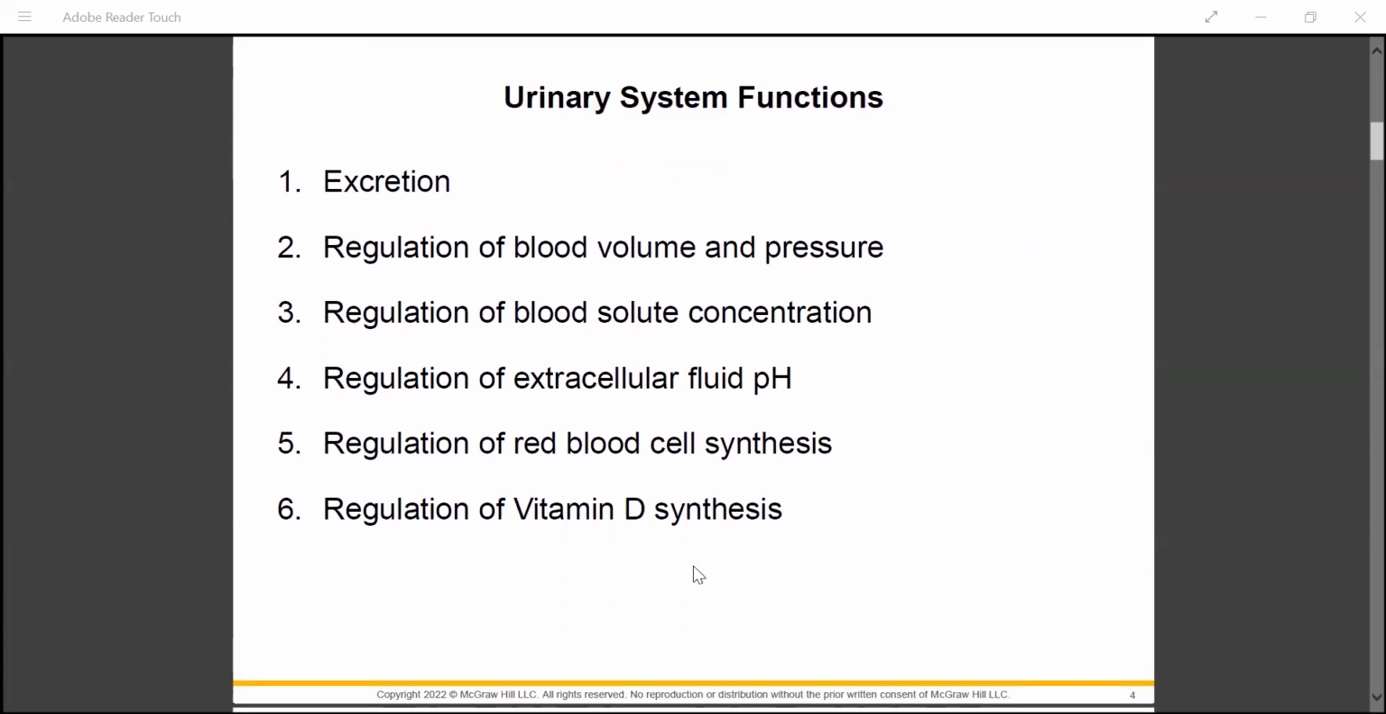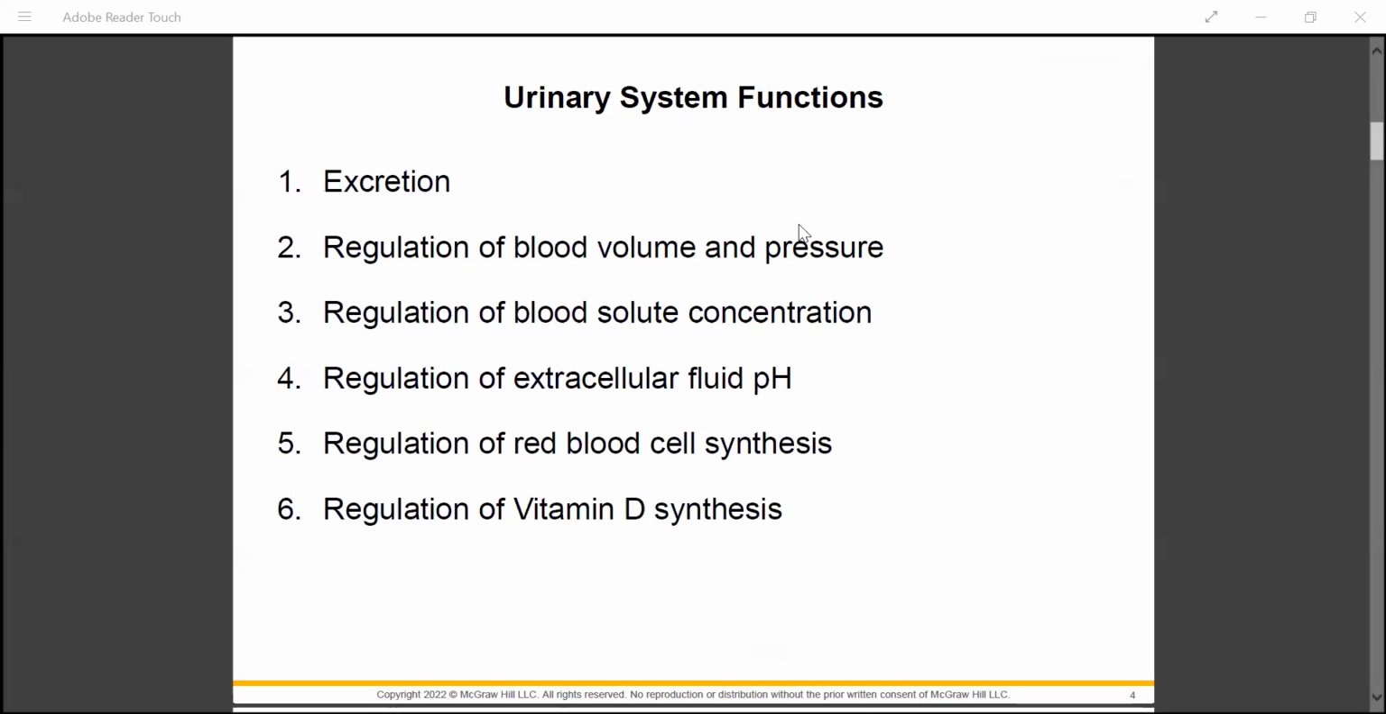So as always, we need to know the primary functions for our body systems. Number one here is excretion. Number two, we regulate blood volume and pressure with our urinary system. So our kidneys have the ability to control how much water we are getting rid of or retaining, which largely affects blood volume and pressure. We'll talk about that mechanism a bit more.